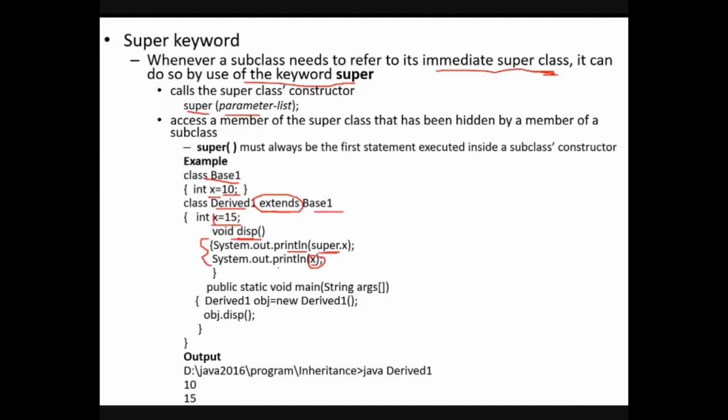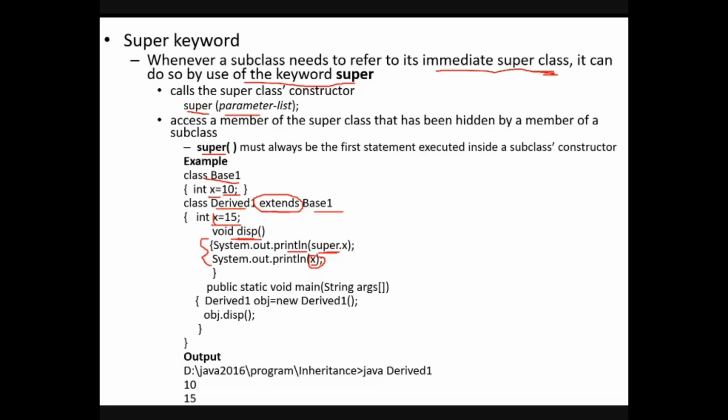This super dot x need not be the first statement. But while you call the base class constructor by using super, that time super should be the first statement. But here it need not be the first statement. Here you can first print x and next also print super dot x. So super dot x is used to refer to the immediate base class data member.